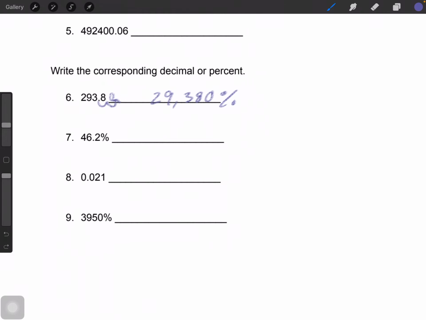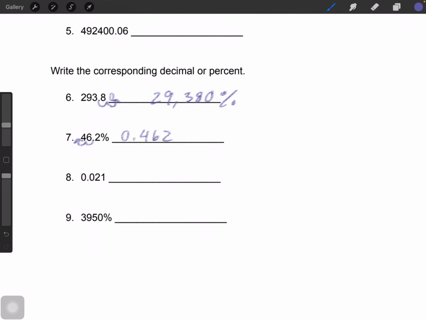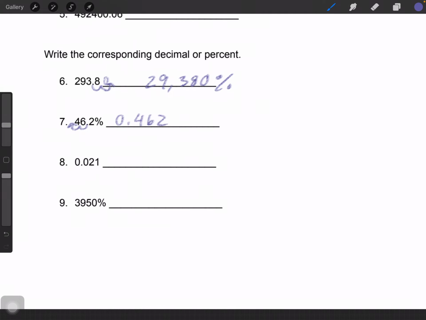Now, if you're going backwards from a percentage to a decimal, you want to move the 2 decimal points to the left, because you want to go the opposite way. So it'd be 0.462, and you don't need a percentage sign because it's not a percent anymore. This one, you want to move it this way, and it gives you 2.1%. Remember, the 0 doesn't exist anymore at the front. You only count the zeros that are at the back of the number.